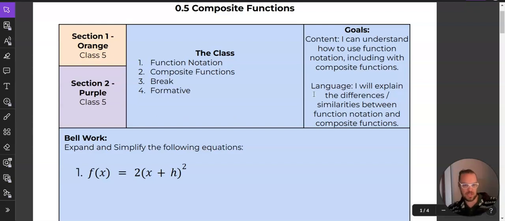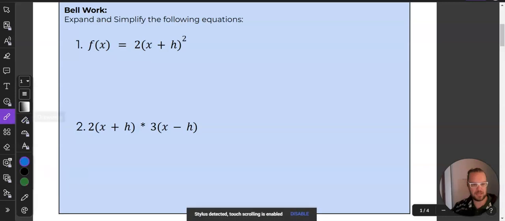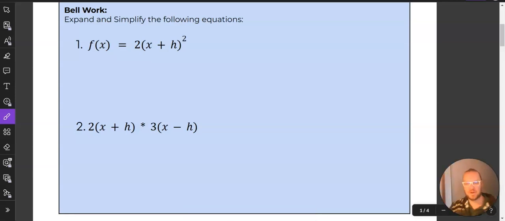Hey guys, so today we're going to do a bit of a review of composite functions and just what that means. And to begin with, of course, we'll take a look at our bell work. So if you haven't had a chance to do that yet, make sure you pause the video and do that real quick. Okay, so to look at these, what we're doing is basically just some binomial expansion and distribution. To sum it all up, distribution is what we're doing.